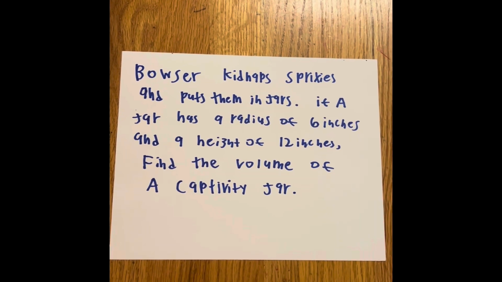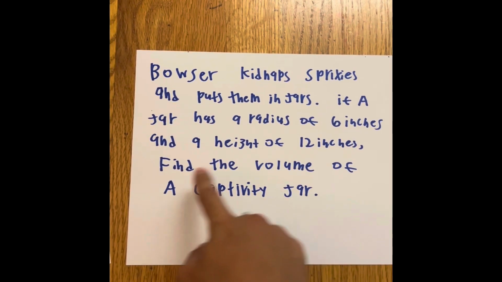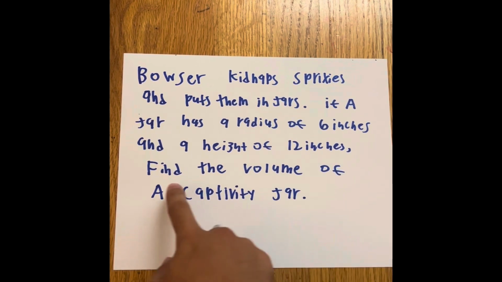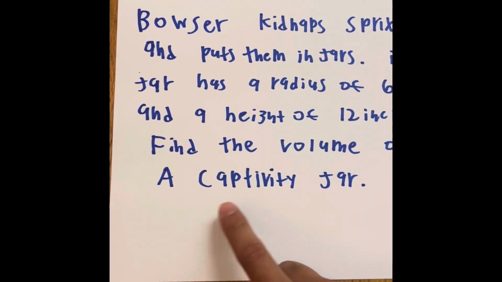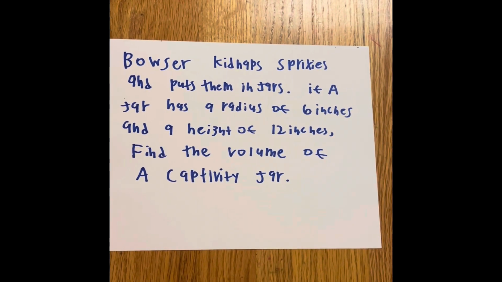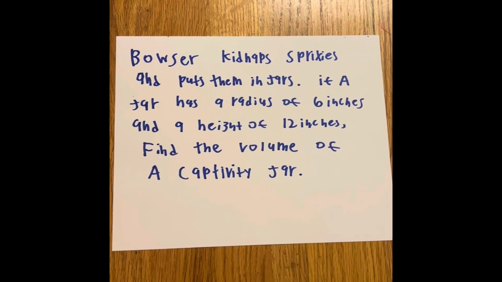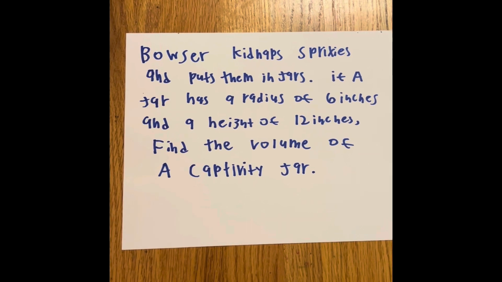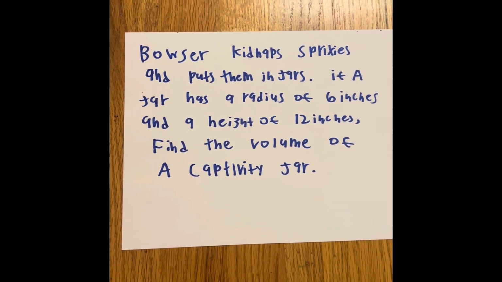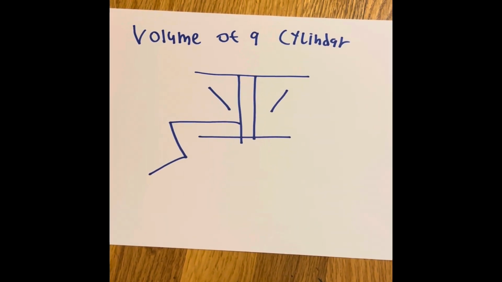And the question is, if a jar has a radius of 6 inches and a height of 12 inches, then we have to find the volume of a captivity jar. How are we going to find the volume of a captivity jar? Well, we do know that a jar is in the shape of a cylinder, and that's what we're trying to learn how to understand.